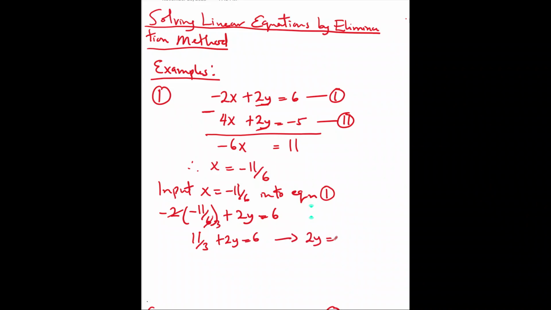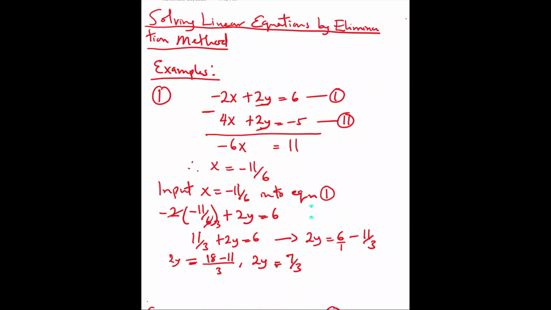Okay, so we can write it as 2y equals 6 minus 11 over 3. So if we make 3 the LCM, 3 times 6 is 18. 3 divided by 3 is 1, 1 times 11 is 11. So that will be 18 minus 11, right? So that will be 2y equals 18 minus 11, which gives us 7 over 3.